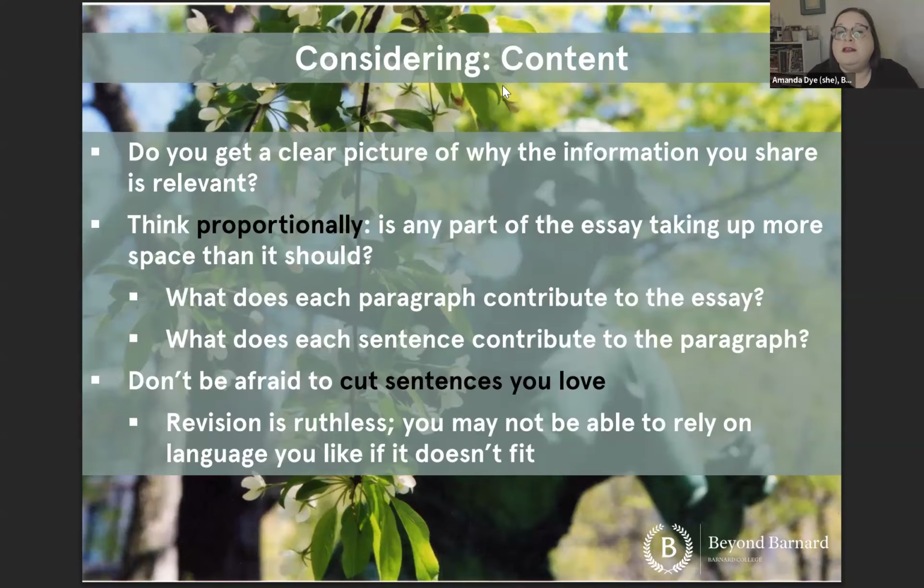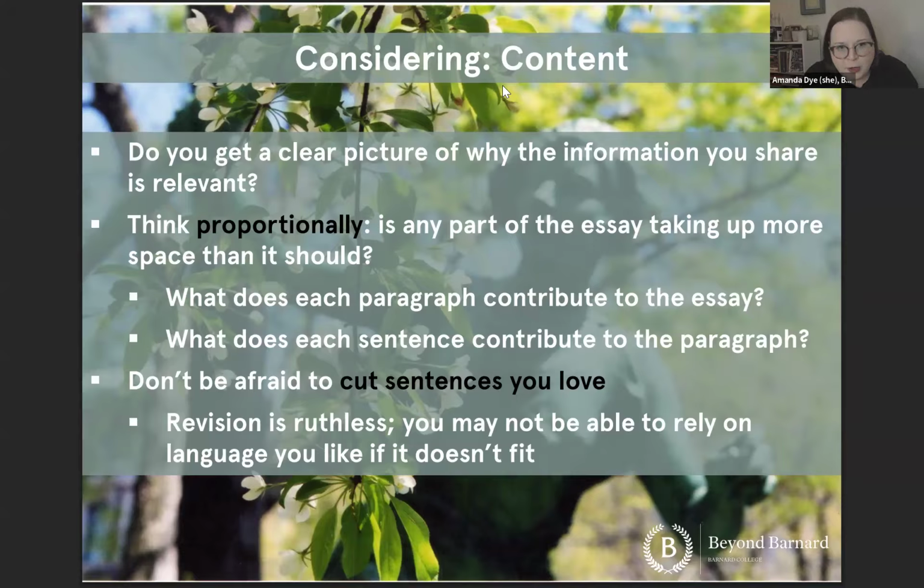And so, one of the things that I will often encourage people to do is to think about the proportions, right? More of your essay needs to be about the interpretation of a story than telling the story itself. And so you want to look really carefully at every paragraph, every sentence, and think about what information this contributes. How does this help achieve the goal of the essay?